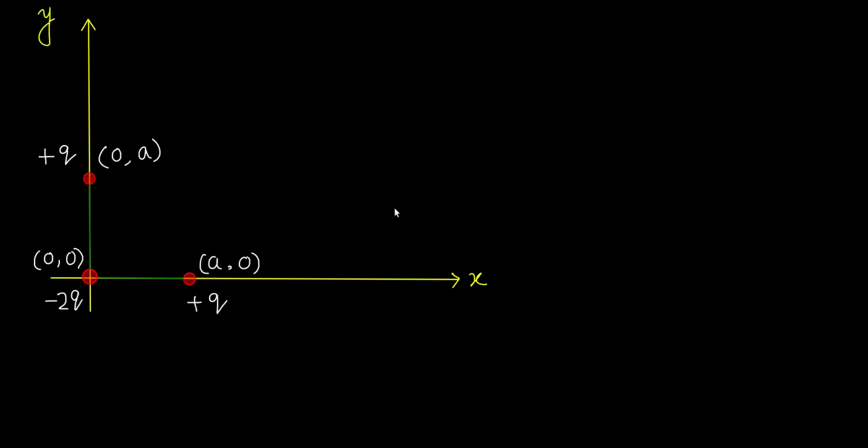Here we can see there are three charges present. One charge is at the origin of the coordinate system, which is minus 2q. The other two charges are each plus q. One is kept on the x-axis at (a, 0) and another plus q charge on the y-axis at (0, a). The question is, what is the dipole moment of this system?